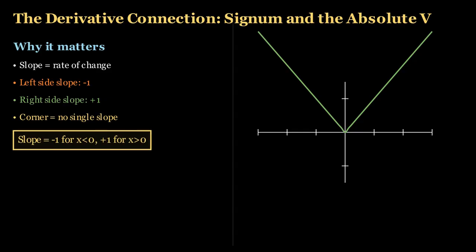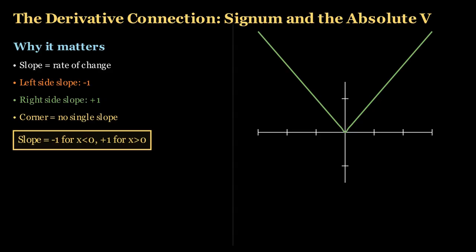If you approach from the left, the slope is -1. From the right, it's +1. They don't match, so there is no single slope at that point. The derivative does not exist at the corner. This shows that not every function is smooth everywhere.